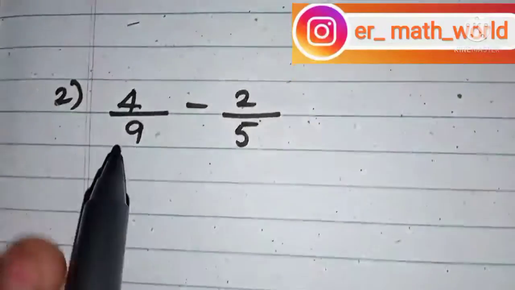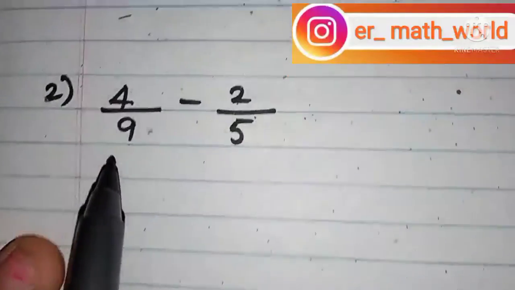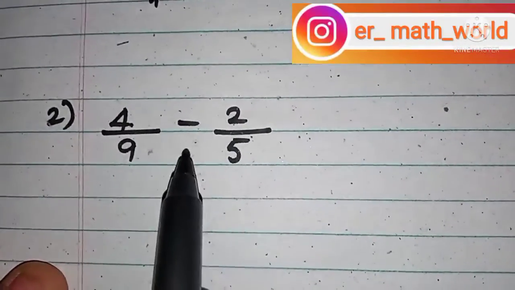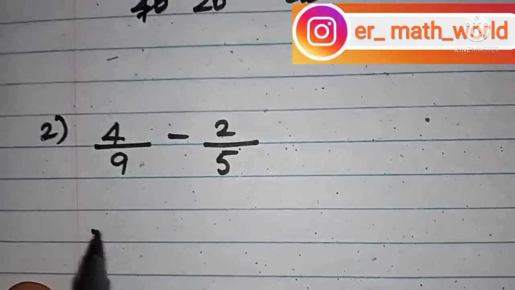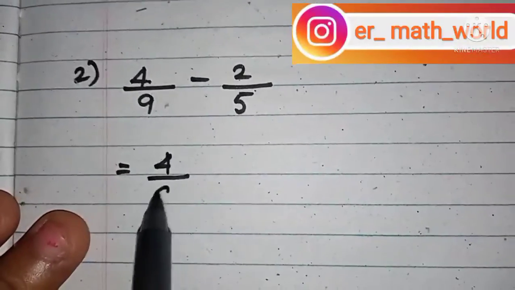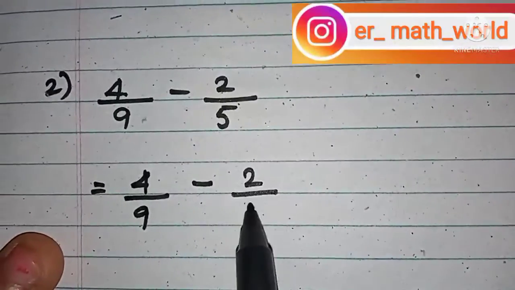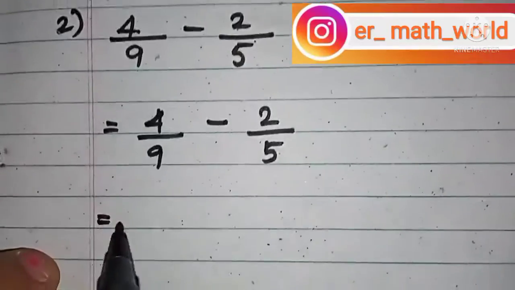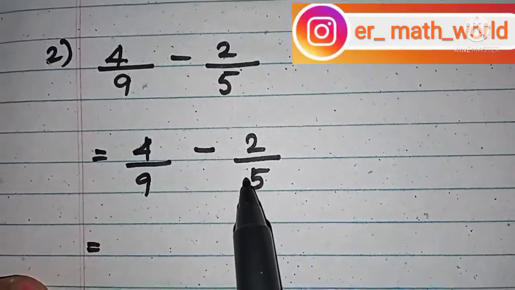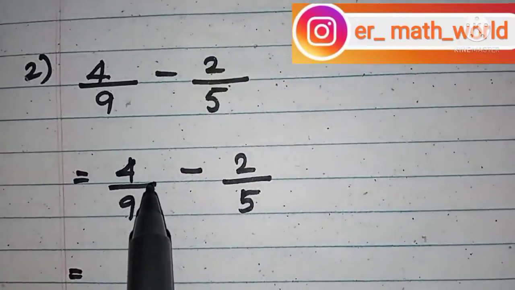Okay, let us see one more example. 4 by 9 minus 2 by 5. The same way, you have to copy the question, 4 by 9 minus 2 by 5. The same way we have to do the cross multiplication.